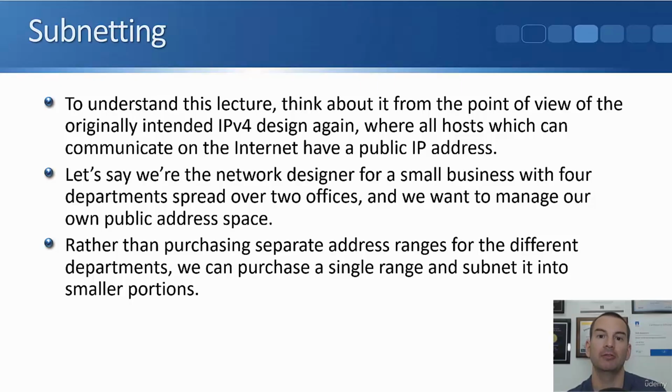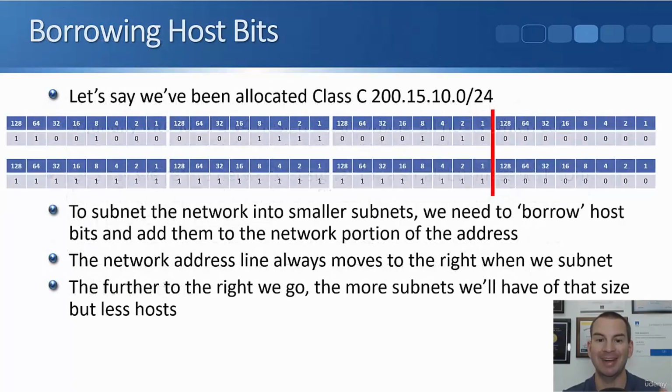Like, let's say we've only got a handful of hosts in each of those departments. Rather than buying 256 addresses for each, we can buy a single Class C range, and then we can divide that network up into smaller networks and assign it to the different parts of our networks. So in the example, let's say we've got that Class C range, and it is 200.15.10.0/24, the default Class C subnet mask.